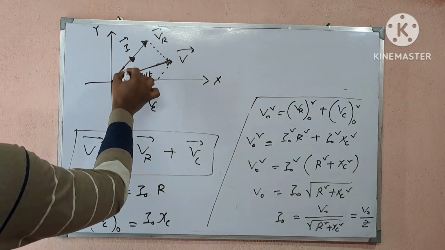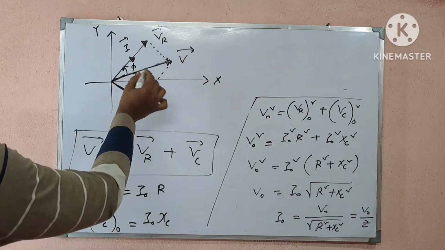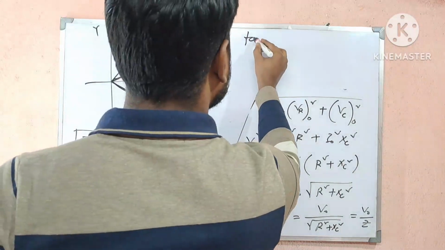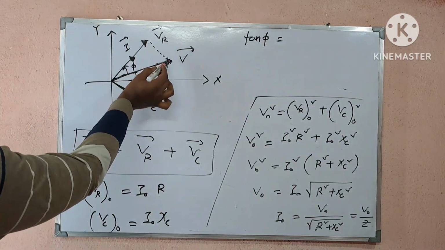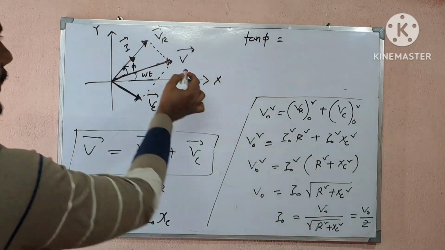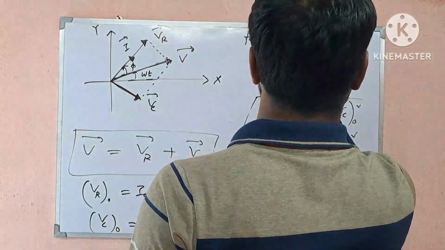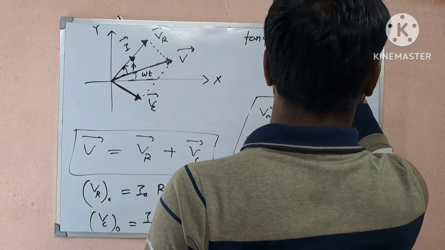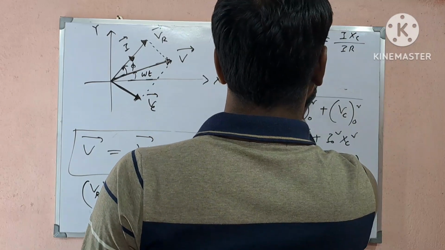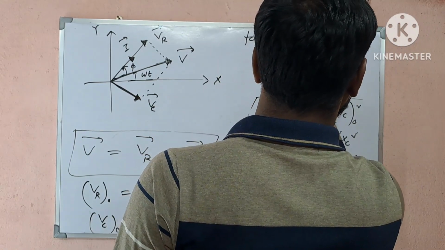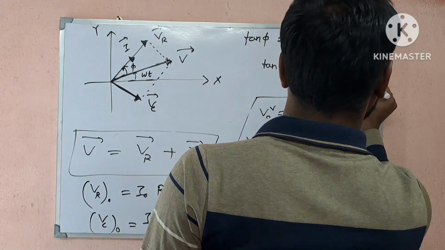some angle phi. Let's say this angle is phi. So from this triangle, tan phi will be equal to that perpendicular divided by that base. So perpendicular is equal to VC and base is basically VR. VC is equal to I chi C, VR equal to IR. So we can write tan phi equal to chi C by R, that means 1 by omega C R.